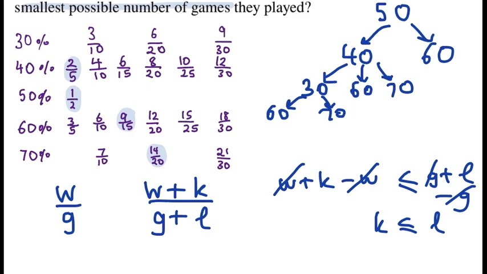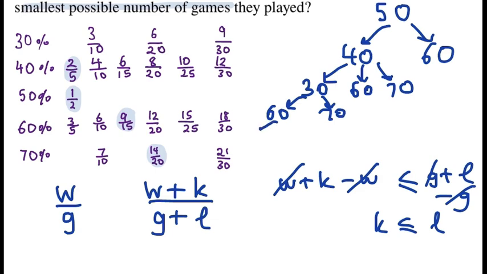Can we go from 30 to 60? Well, we're going from 3/10 to 9/15. That's not possible because the difference between the numerators, 6, is greater than the difference between the denominators, 5. What about taking the next fraction in the 60%? So 12 out of 20. Can we go from 3/10 to 12/20? Yes, that does work. So 60 works.